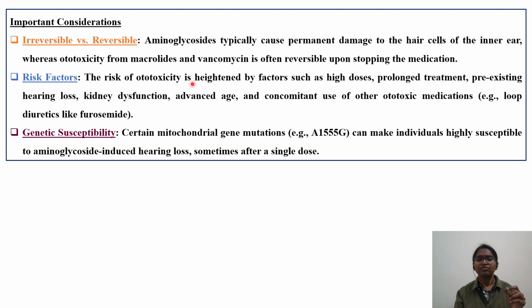Risk factors. The risk of ototoxicity is heightened by these factors: high dose is important, prolonged treatment, pre-existing hearing loss, kidney dysfunction, advanced age, concomitant use of other ototoxic medication, that is loop diuretics like furosemide. And genetic predisposition, we have seen in the previous slide, causes mitochondrial gene mutation, particularly A1555G, which can make individuals highly susceptible to aminoglycoside-induced hearing loss, sometimes after a single dose. Even after a single dose, in these genetically susceptible individuals, this will cause more adverse effects.